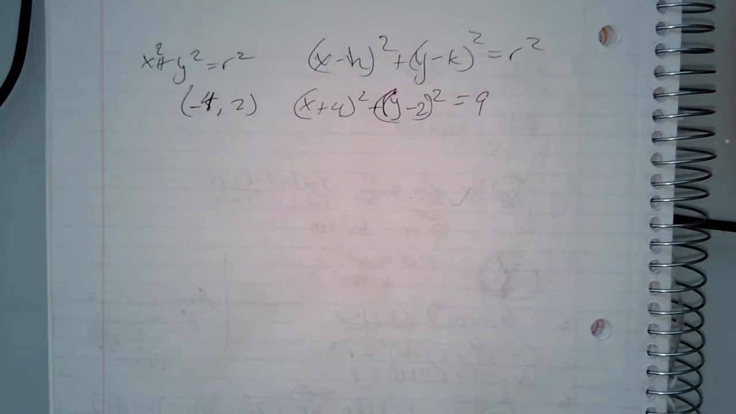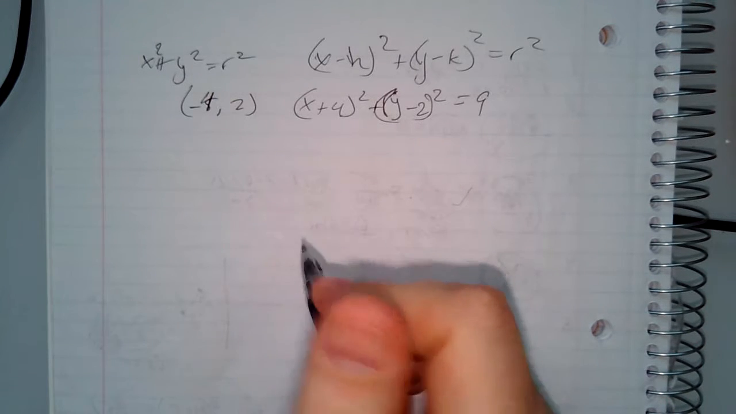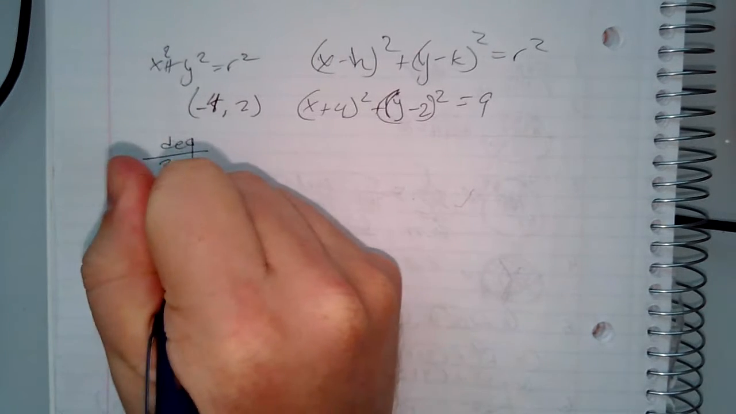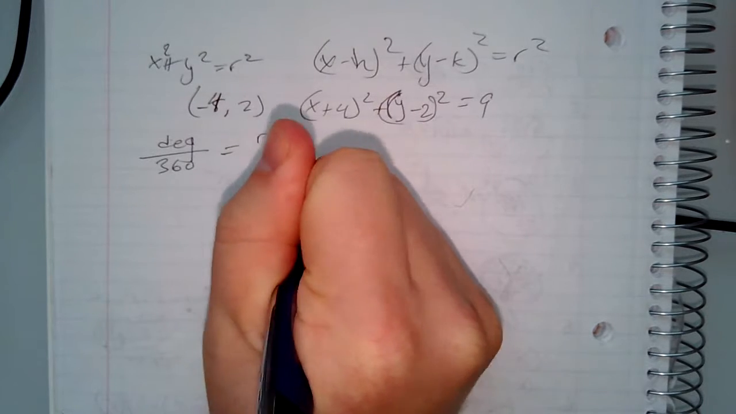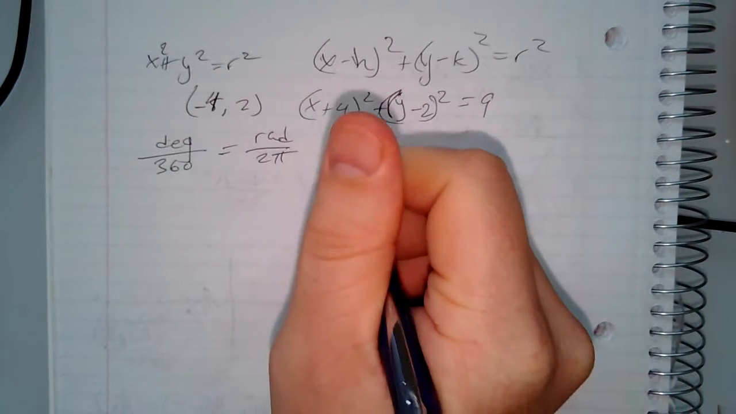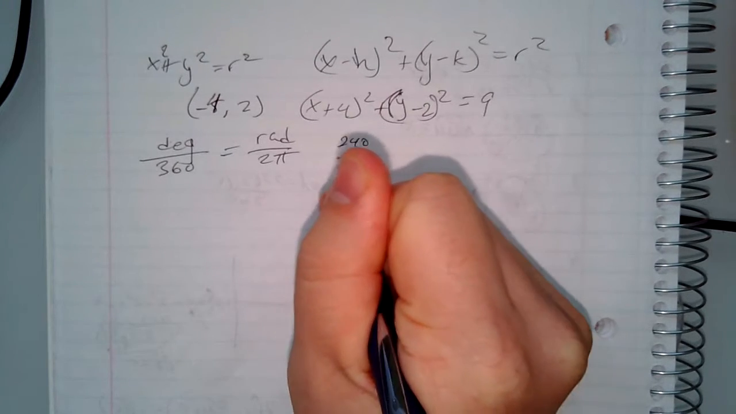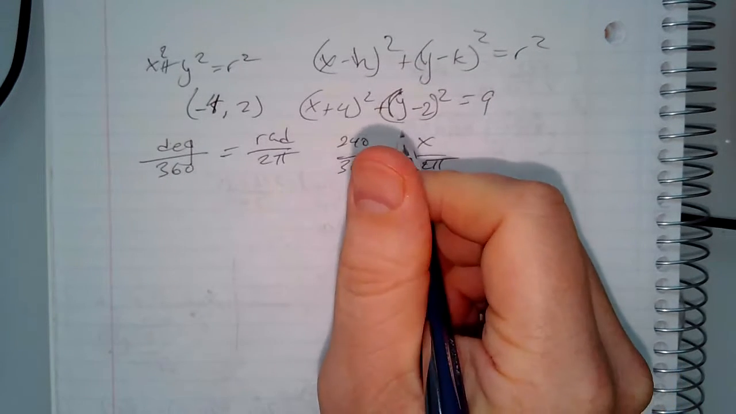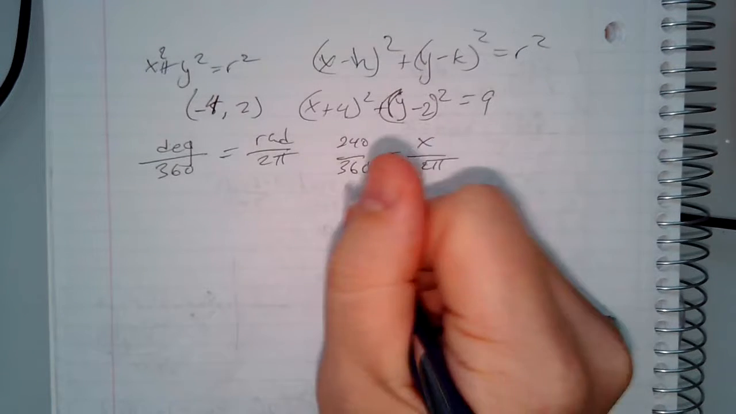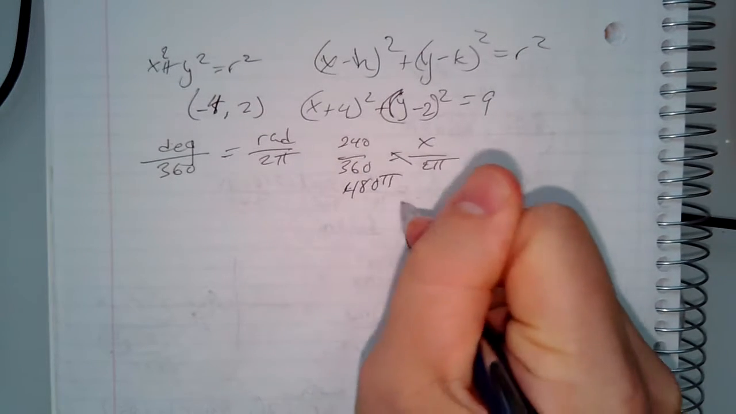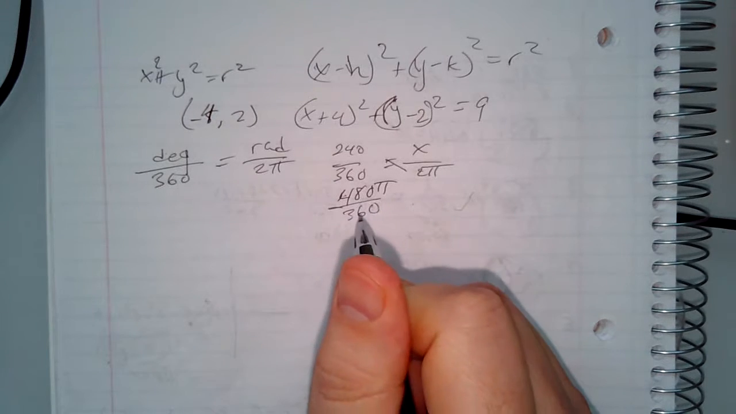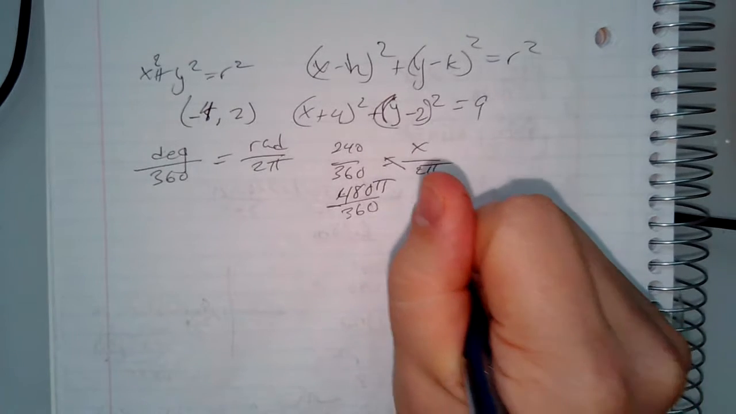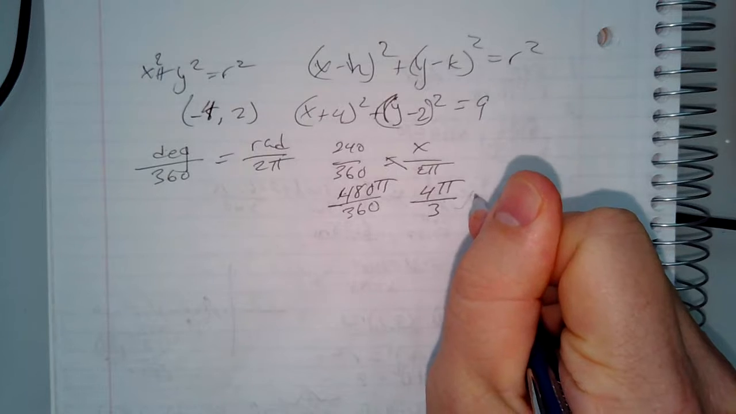All right. Number 11, change 240 degrees to radians. So for this one we have degrees over 360 is going to equal radians over 2 pi. And we know that it is 240 degrees. And that is going to be equal to x over 2 pi. Multiply to get 240 times 2 pi is going to be 480 pi. And then divide by 360. And that will give you a fraction, which is 4/3. So 4 pi over 3 will be our radians.